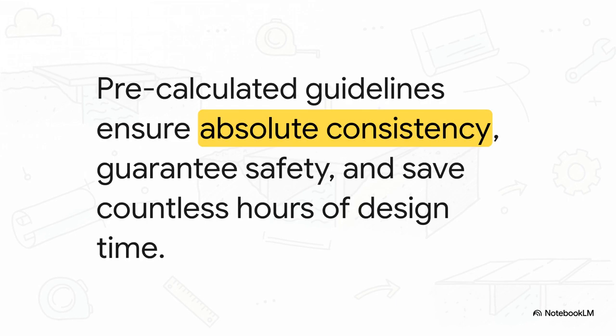So, pulling all of this together, what's the ultimate takeaway here? By strictly sticking to these pre-calculated guidelines from the IRC and the tables we've explored today, engineers pull off three monumental things. First, they guarantee absolute structural consistency across the entire road network. Second, they ensure bulletproof safety because the complex math is already verified. And third, they save literally countless hours of redundant, risky design time out in the field.